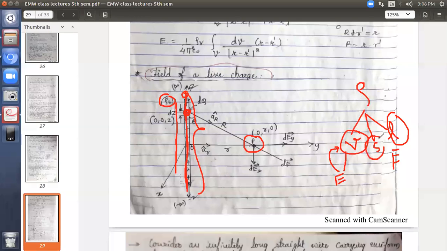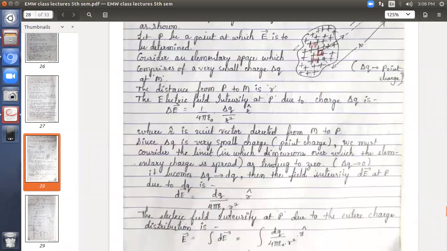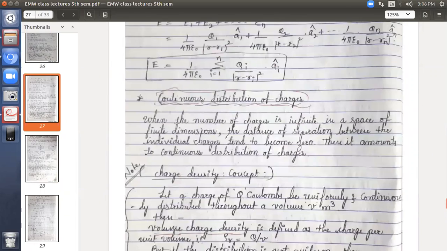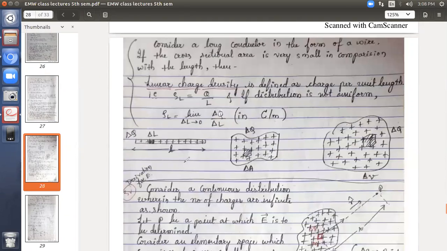Now one more is left out. In case of charge distribution, we have surface charge distribution, that is surface charge density rho S. I had shown you this, you just check it, for three different types of charge distributions. Okay, this is wire, this is some volume considered, and this is a sheet. In that sheet, some area we will consider.